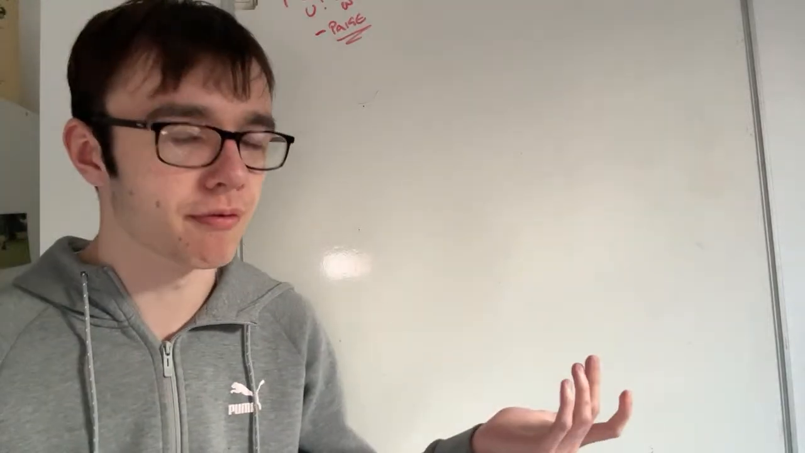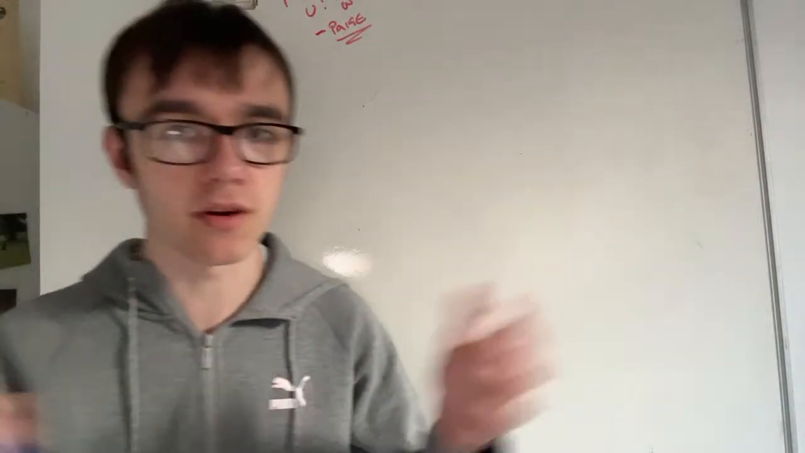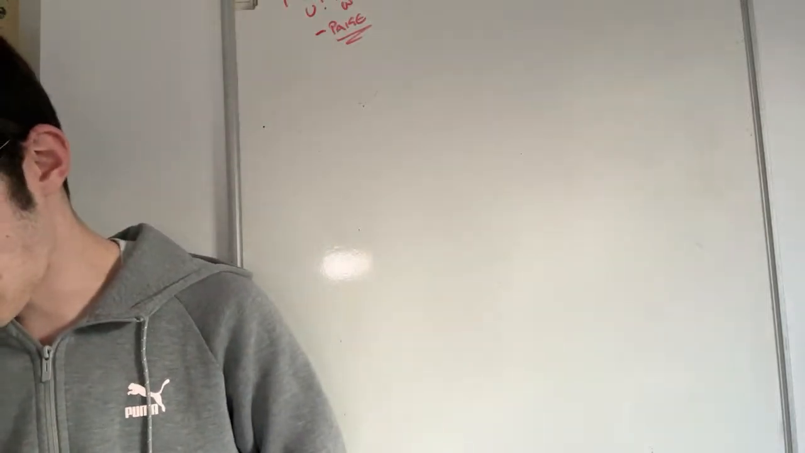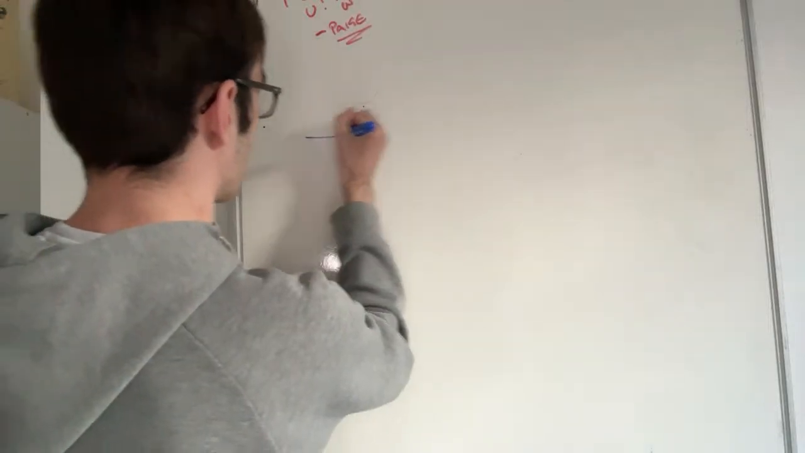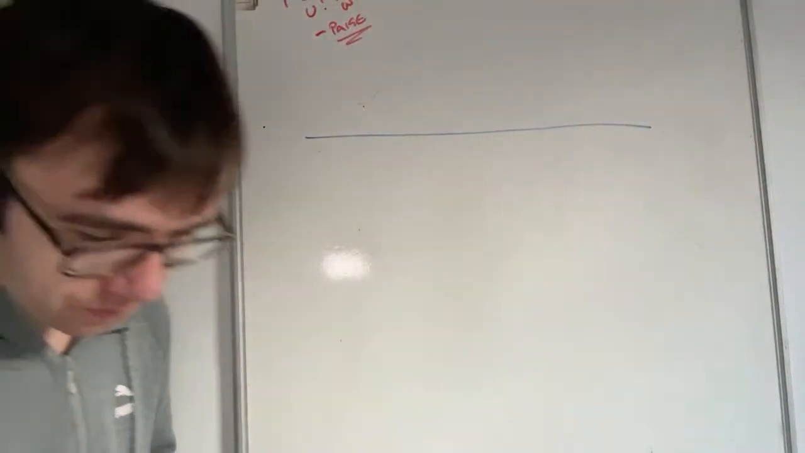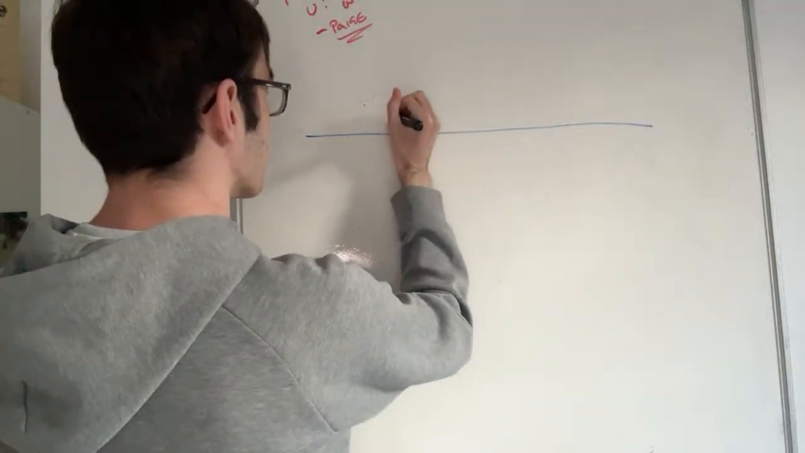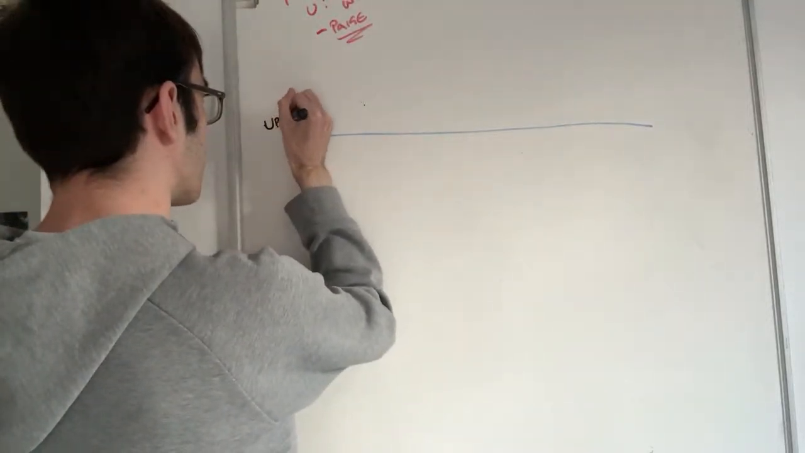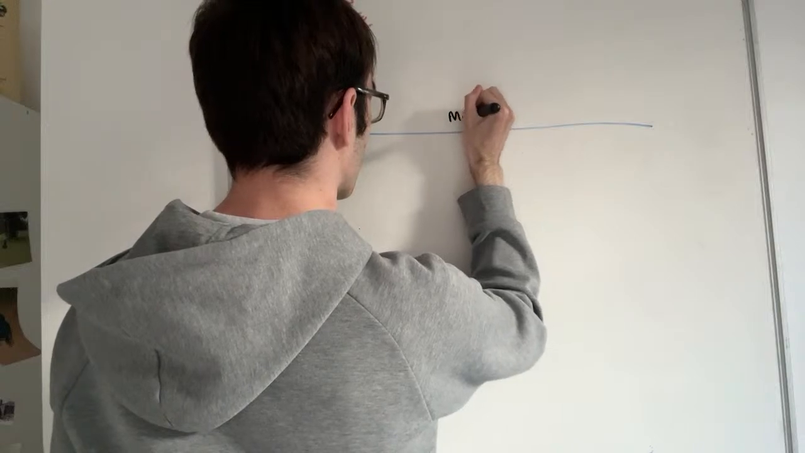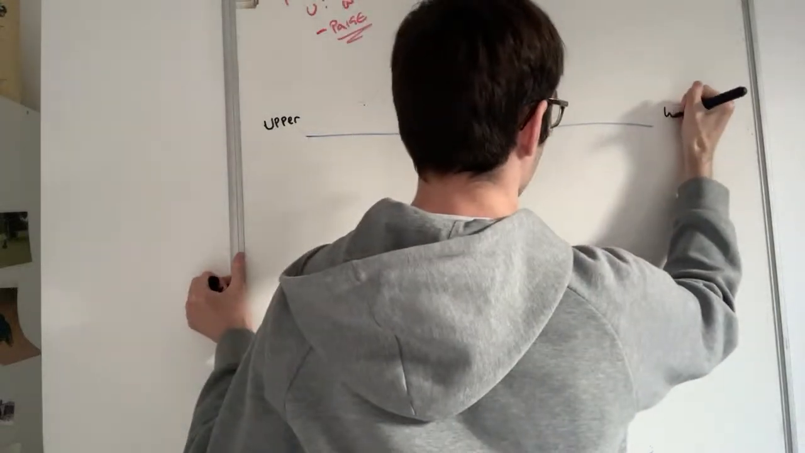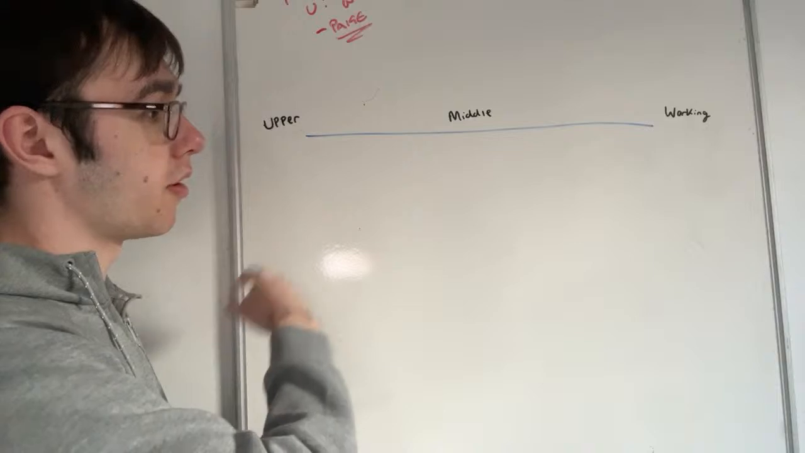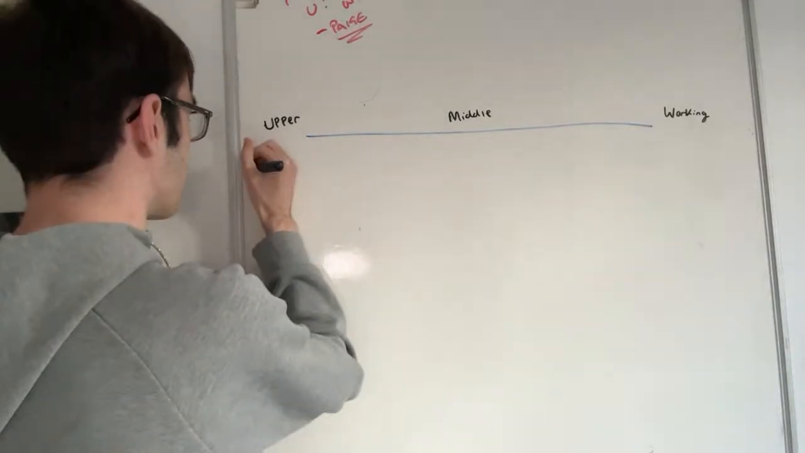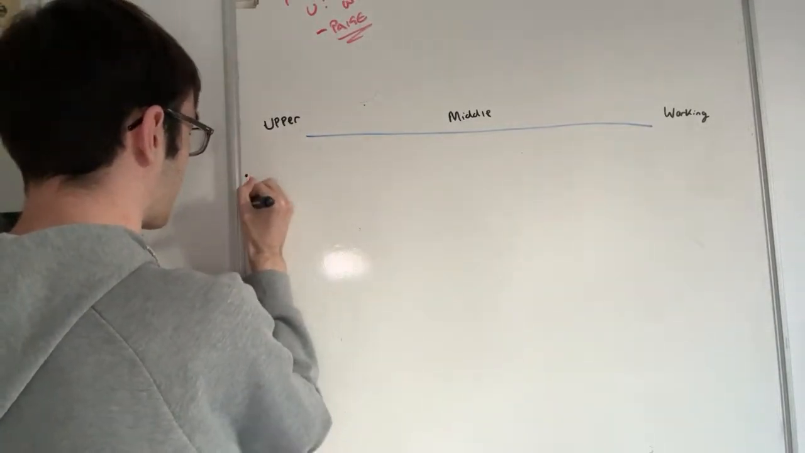I haven't done a history revision stream ever, so I don't really know how to format this, but I guess it's important firstly to cover the upper class. We'll split this into upper, middle, and obviously working. And obviously these all had significant changes pre-World War One and then post-World War One. So let's cover their generic information.